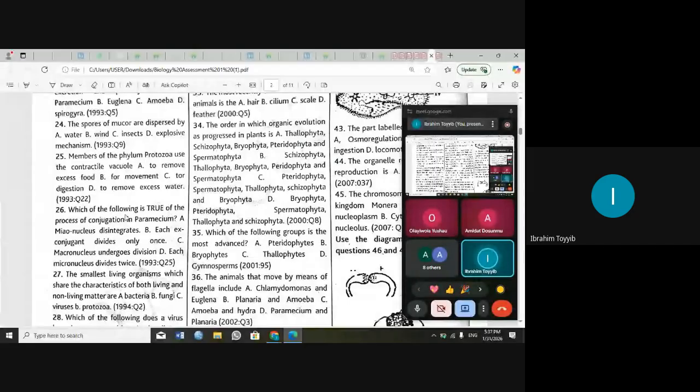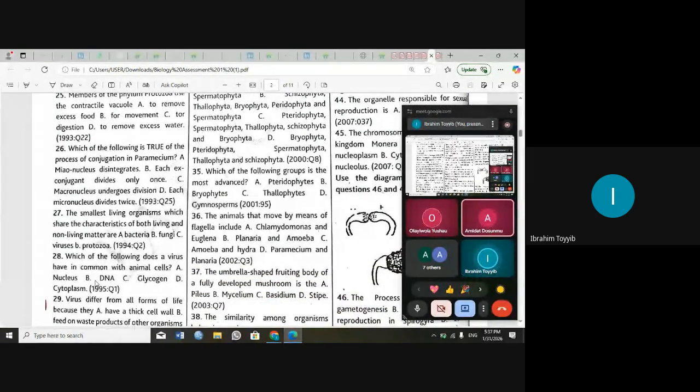Which of the following is true of the process of conjugation in paramecium? Even this one, micronucleus is not correct. It should be macro or micro. So you have negated option A. Each conjugant divides only once. No. C, micronucleus undergoes division. Each micronucleus divides twice. So that's the correct option. Each micronucleus divides twice in conjugation.